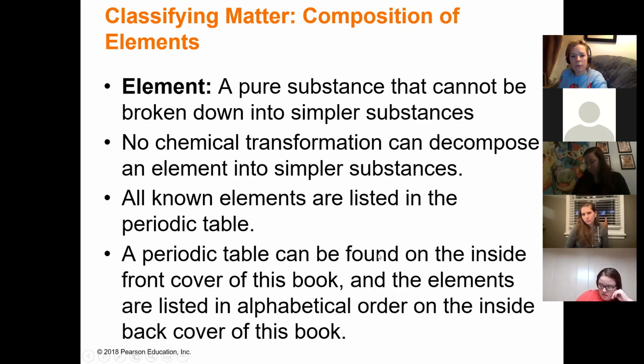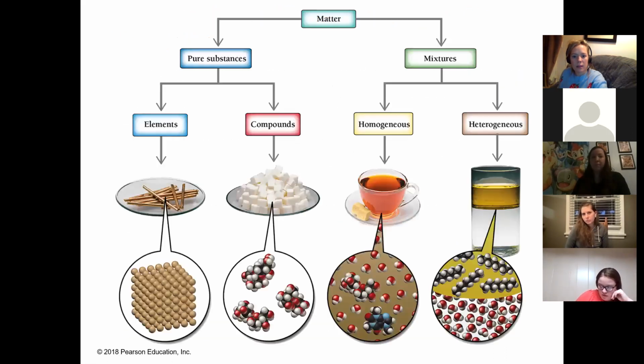I'm going to jump forward in the slides because I like to see this first. Matter is at the top, and we're going to break it up into two categories. On the left, we have pure substances. On the right, we have mixtures. Pure substances break up into elements and compounds. Mixtures break up into homogeneous mixtures and heterogeneous mixtures.